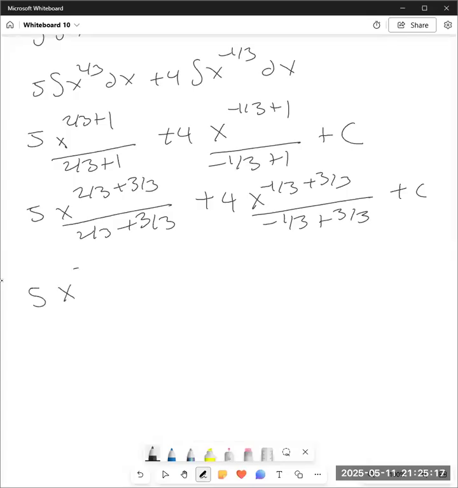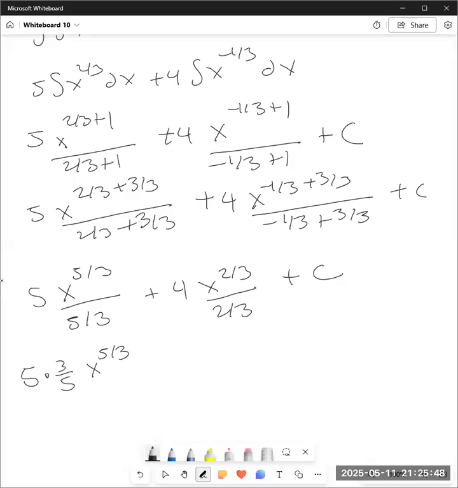5x to the 5/3 over 5/3 plus 4x to the 3 minus 1 is 2/3 over 2/3 plus c. Sometimes the book will leave things like this. I don't like that it does. Remember, when you divide by a fraction, you multiply by the reciprocal. So that's 5 times 3/5 x to the 5/3 plus 4 times 3/2 x to the 2/3 plus c.